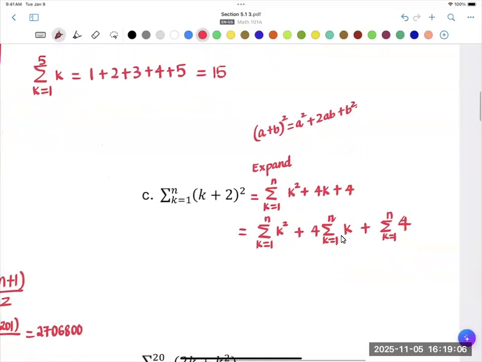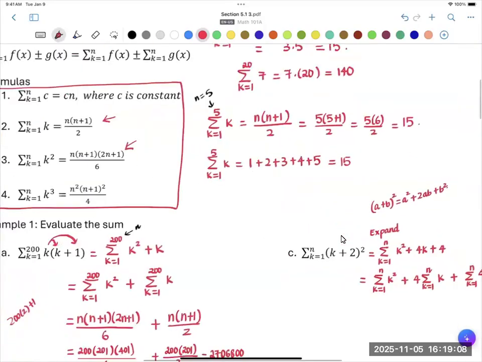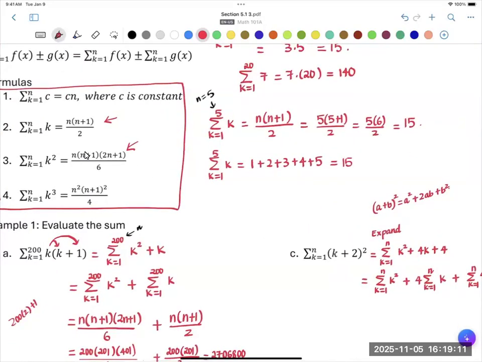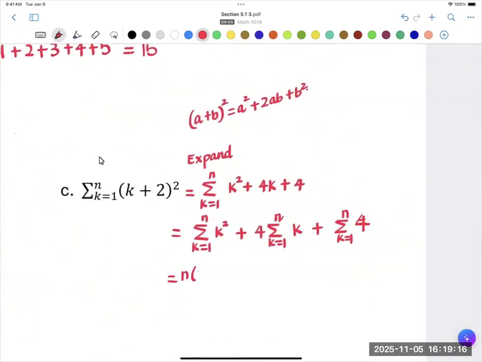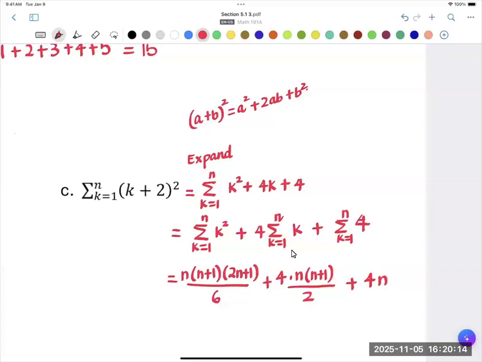Now we're going to apply the formula for each individual summation. The summation of k squared is n times (n plus 1) times (2n plus 1) over 6. This is for the first term. The second one will be plus 4 times n times (n plus 1) over 2. And the last one will be 4 times n. Okay, so that is the summation. We can simplify this, or you can leave it like that.